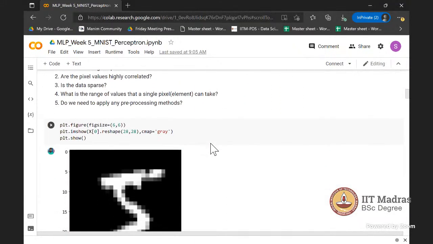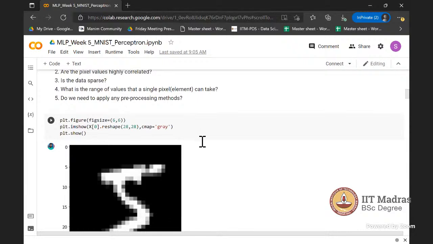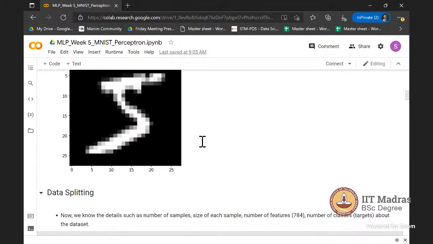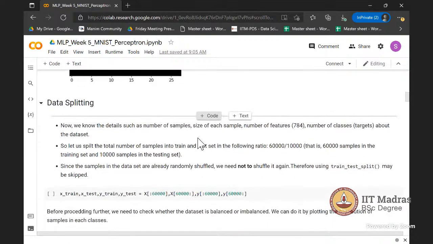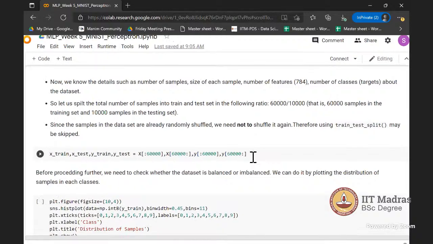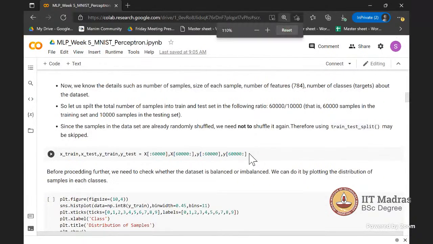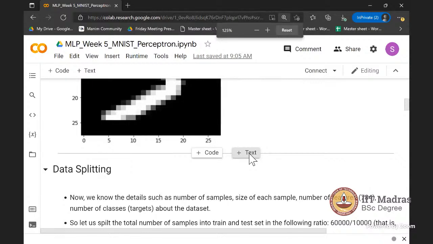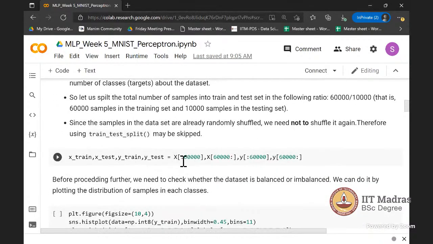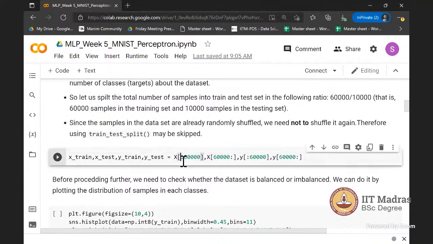Okay, so this piece of code actually just takes one of the samples and plots them. Then we go on to splitting the data. Here, let me enlarge it, maybe that would be better. So here, we are not doing any shuffling. This line of code only takes the first 60,000 samples as the training set and the rest of the samples as the test set.